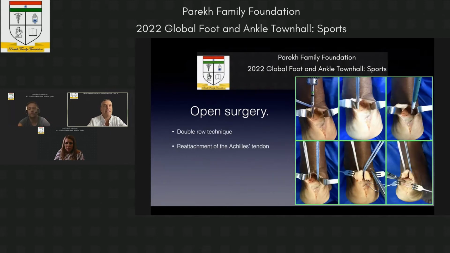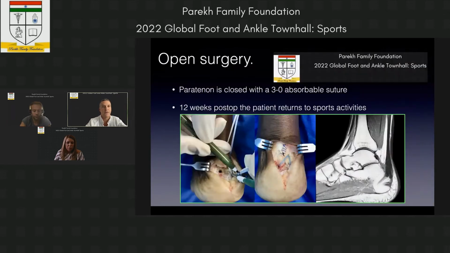A double row technique is used to ensure a strong reattachment of the tendon. The technique is ended by closing the paratendon with a 3-0 absorbable suture. The MRI after 12 weeks of surgery shows a complete integration and a healthy tendon at this time. And once the physical therapy has been successfully completed, the patient returns to sports activities.